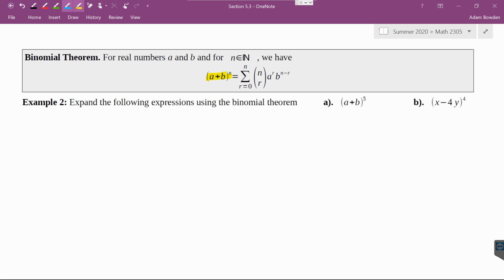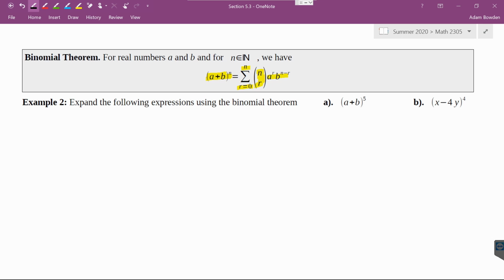So I'll kind of go through the process here. It says the summation r equals 0 to n of n choose r, a to the r, b to the n minus r. So this constructs the individual terms in the expansion, and they're all added together by the summation.